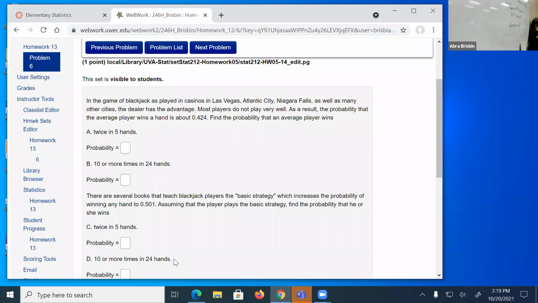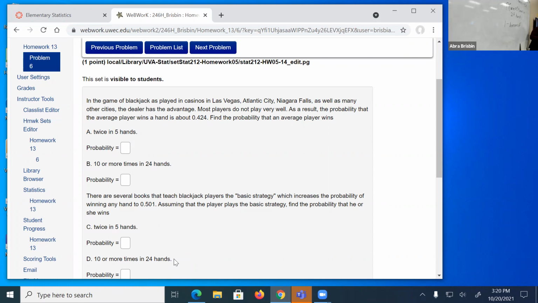Is binomial CDF going to give us the exact answer we want, or do we need to do something else to it? Yeah, we need to use the complement rule because binomial CDF can give us the probability of winning less than or equal to some number. So we need to do 1 minus that to find the probability of winning greater than or equal to something.